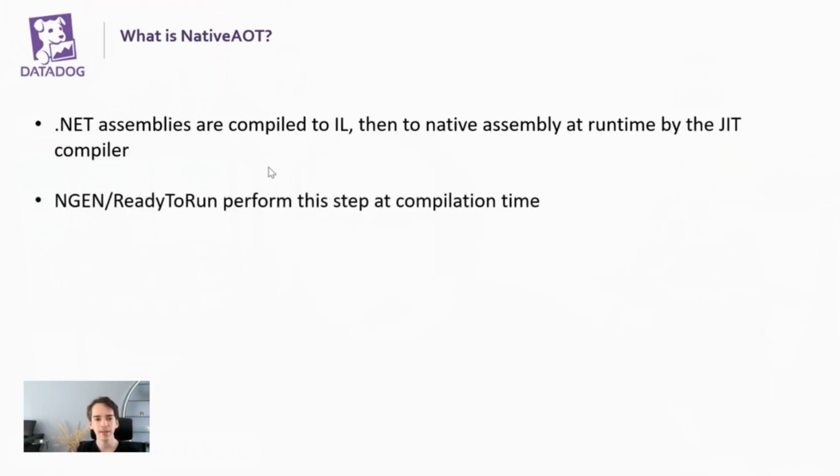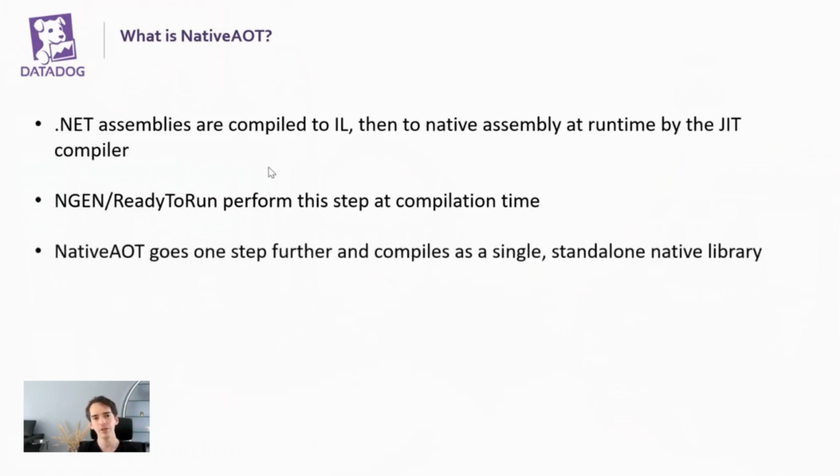So to get around that, there are tools available, NGen for .NET Framework and ReadyToRun for .NET Core, which allow you to perform this step at compilation time. So your methods are compiled ahead of time to reduce the startup time. And Native AOT goes one step further, and it compiles your application as a single standalone native library.